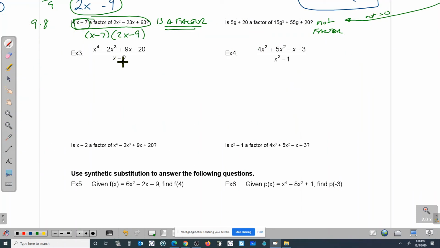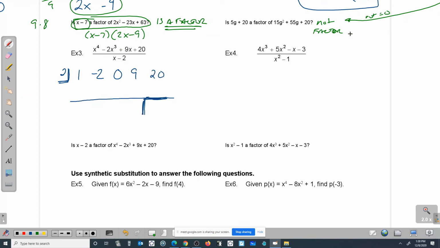But here we go. Is this being divided by x minus 2? What's going to go into the little bracket here? 2, 1, negative 2, 0. You see a quadratic term? 4th degree, 3rd degree, no 2nd degree. You've got to put that in there. That's the x squared that's missing. Then comes 9 and then 20.